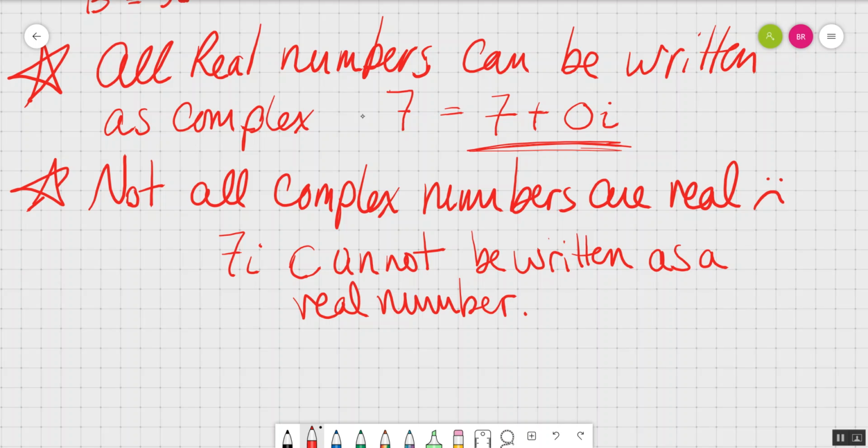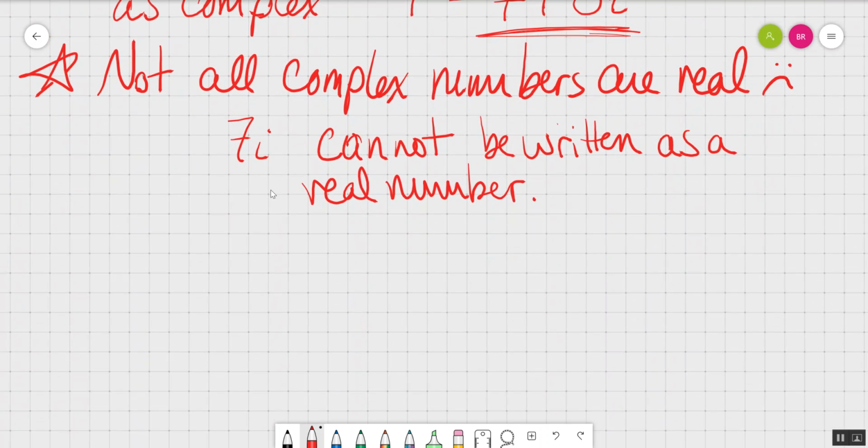In math, we like two-way streets, like things that have opposites and can go two different directions and always work. But in some places, that just simply doesn't happen. And here's one of them. It's interesting for the fact that it only goes one way. I can take all reals and write them as complex, but not every complex number can be written as a real number.